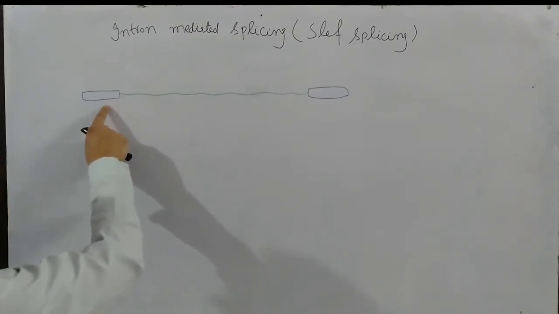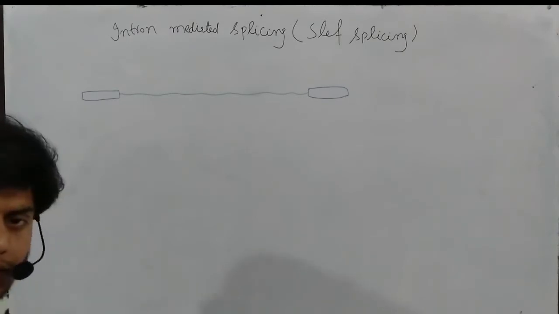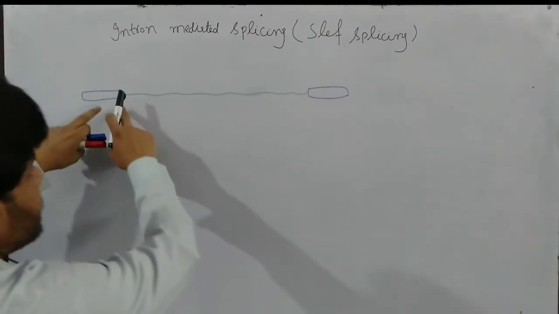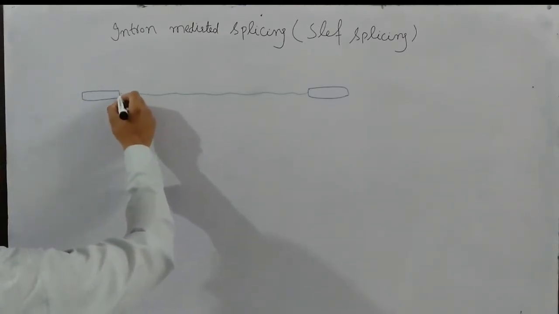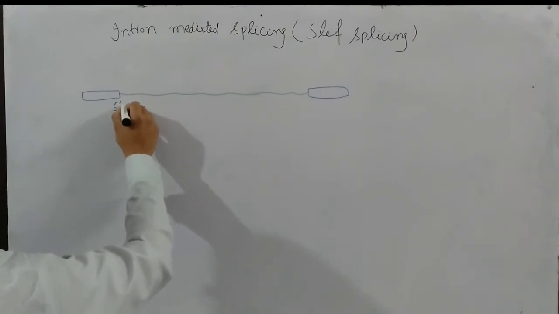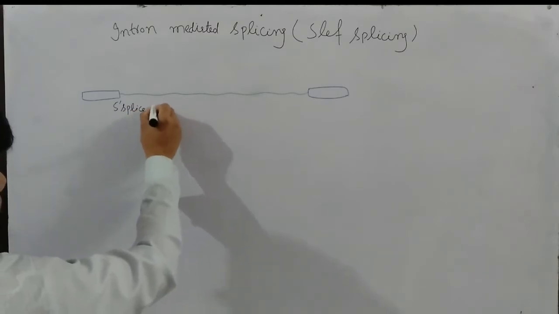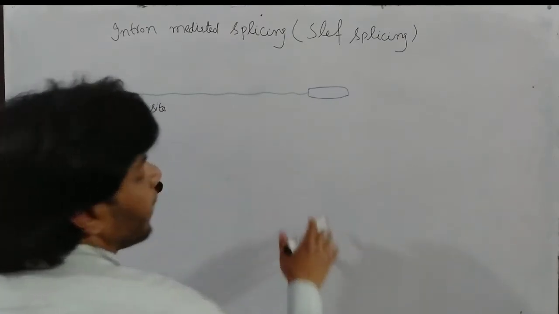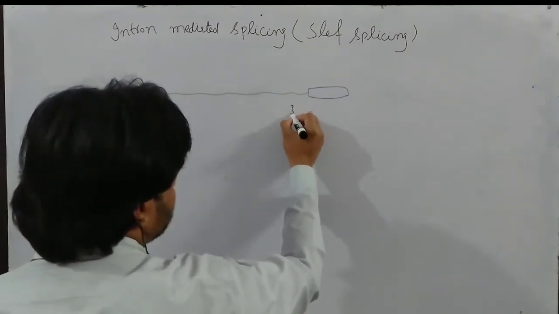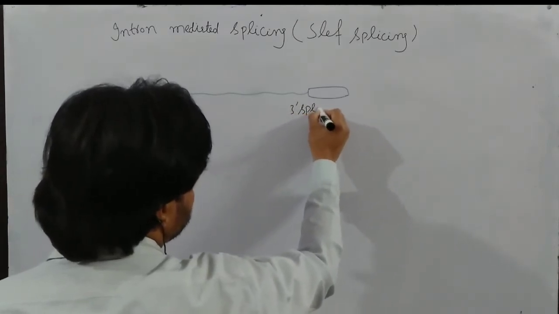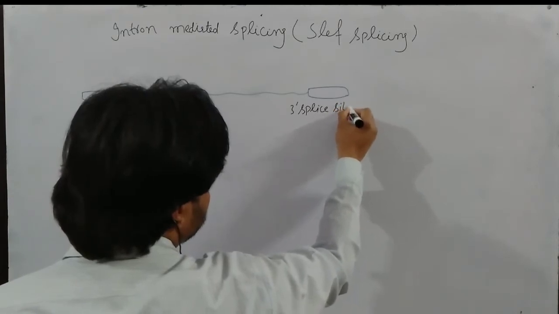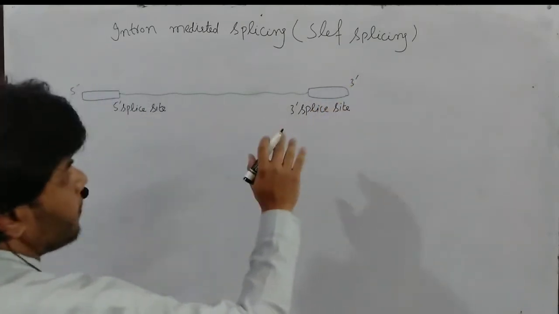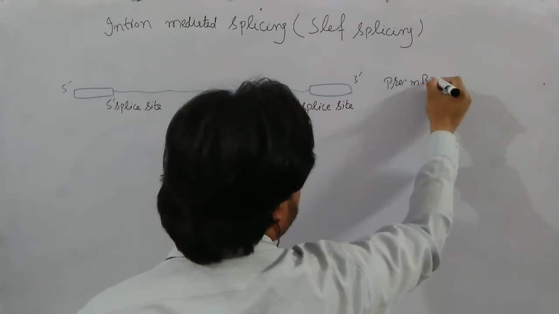Between this intron and exon, there is a specific nucleotide sequence and a specific site which we call the 5' splice site, present at that area. Then at another specific area we have the 3' splice site. Remember, this is the 5' and this is the 3' end of the premature RNA, the pre-mRNA.